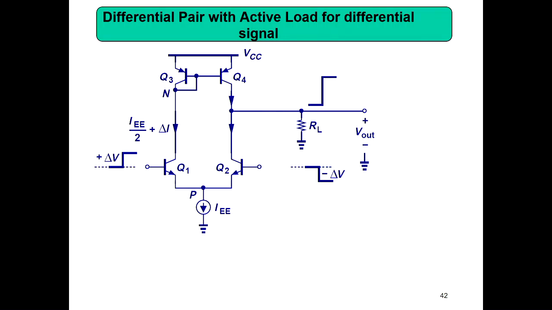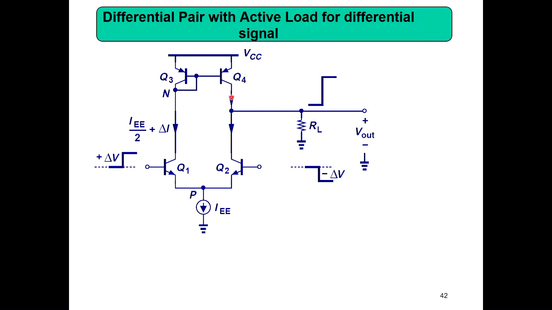Then what is the current here? IW by 2 plus delta I, and the current drop by Q2. My question is, at this point, what is the current? Oh, sorry, my mistake. Yes, at this point, when you got a delta V step, then you got IW by 2 plus delta I. Now my question is, if this is IW by 2 plus delta I, then here it is a step down because it's a differential signal. So what is the current here?